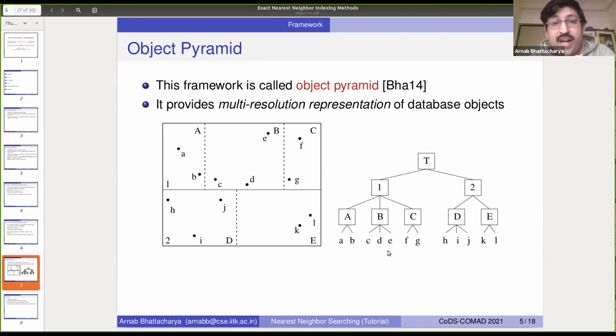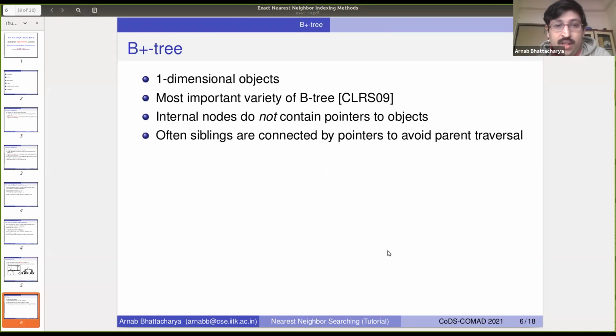This structure is called an object pyramid, and it provides a multi-resolution representation of the database objects, right? You can look at it at any resolution. If you look at the topmost resolution, then everything is one. If you look at the bottommost, then every object is looked at separately, and anything in between. So now, having this framework in mind, we can fit in the structures, okay?